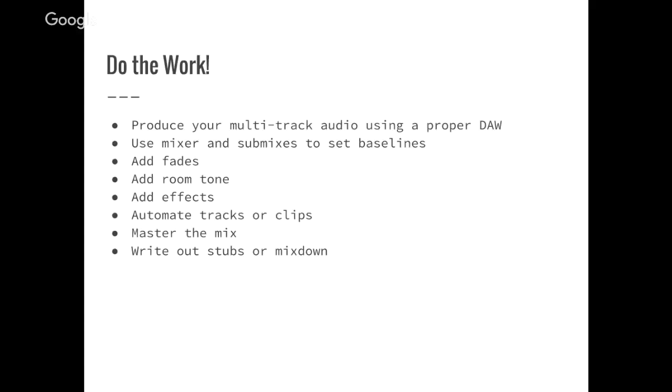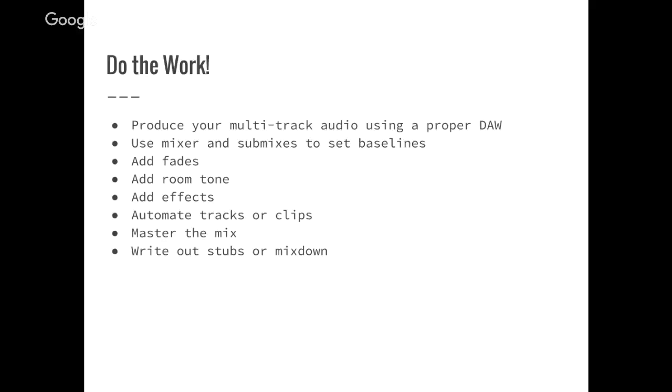And then we're going to do the work. We're not going to actually do the work in class, but this is where you would produce your multi-track audio. You'd use the mixers and submixers to set up your base mix. What I mean by that is, you want your music bed to be a certain level, so you set it in the submix. That way, you're not going to go above it.